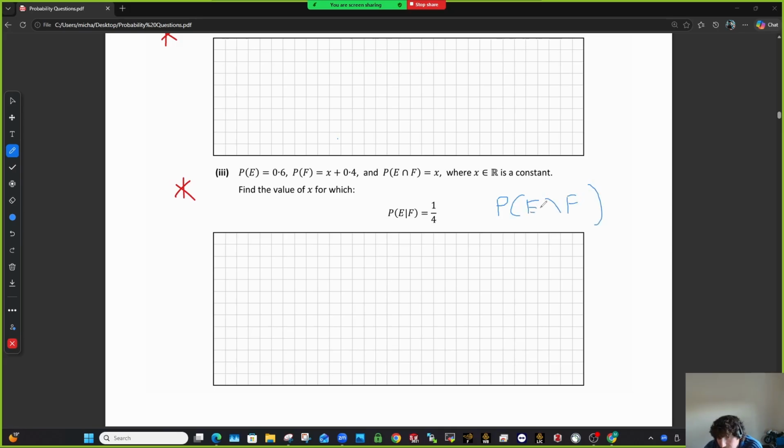which is a completely different thing. That means E without F. That's not what this means. This means probability of E given F. The vertical line means given.